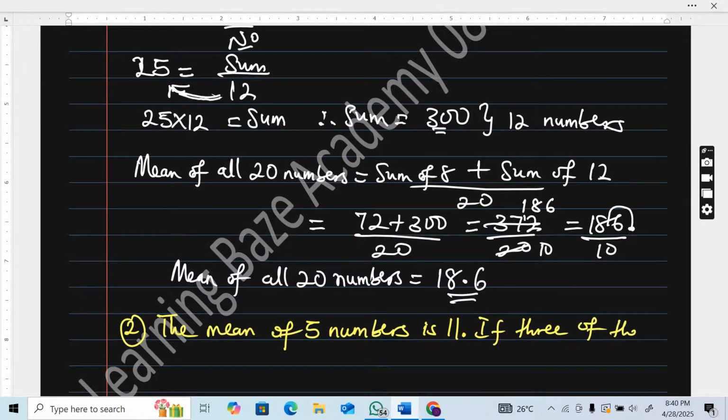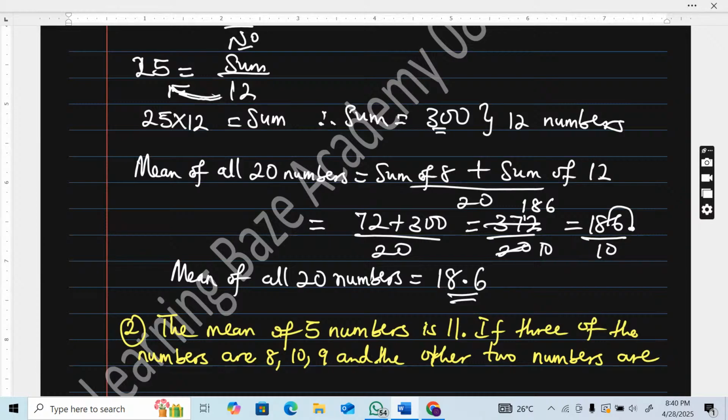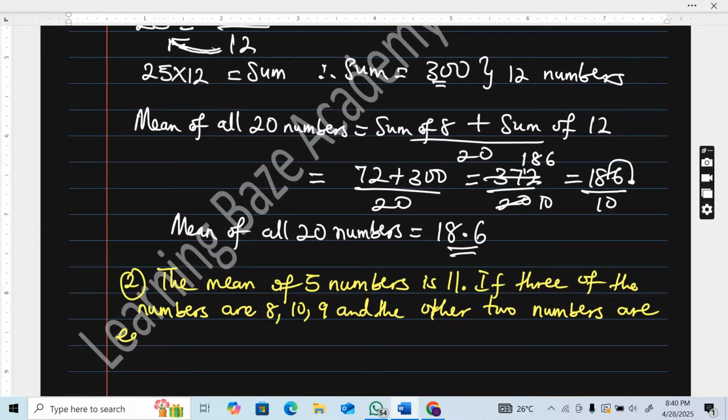If three of the numbers are 8, 10, 9, and the other two numbers are equal, find the other two numbers.